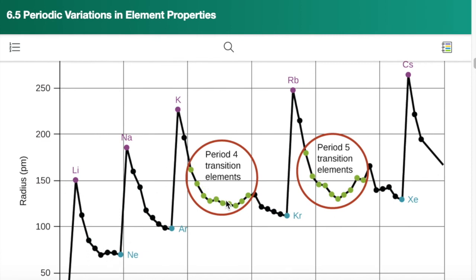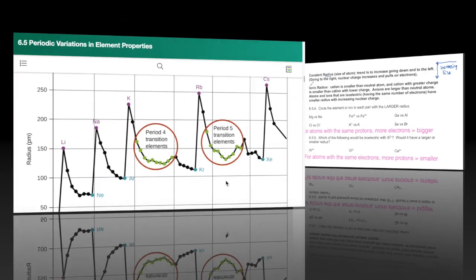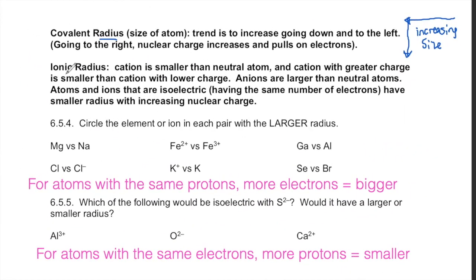Once you get into the transition metals, there's a little bit of a bumpiness here. But even in this fourth period, without the transition element dip and bump over here, if you just look at the main group elements, there is a decrease going across the periodic table for all of those dots. We are also going to look at the size of ions.